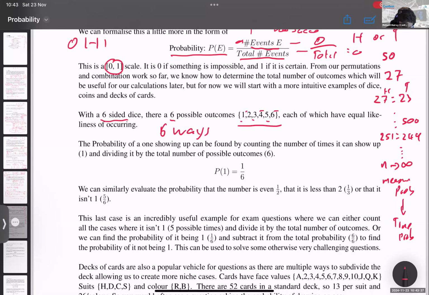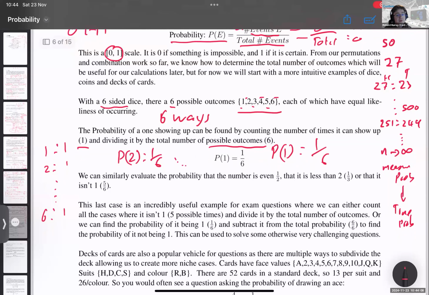So the probability of one side showing up can be found by counting the number of times it can show up. So the odds of rolling a 1 is 1. The odds of rolling a 2 is 1, all the way up to a 6. There's only one way we can do it, and that's that that side shows up. And dividing it by the total number of outcomes, which is 6. So the probability of rolling a 1 is 1 in 6. The probability of rolling a 2 is 1 in 6, all the way through.